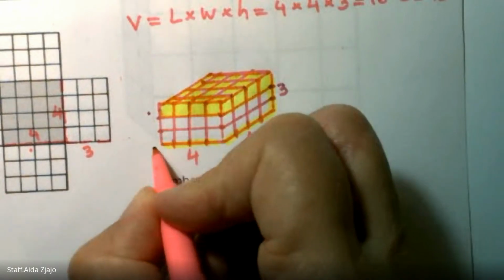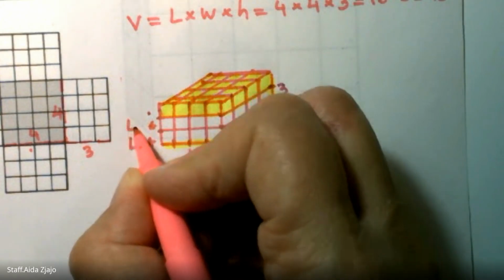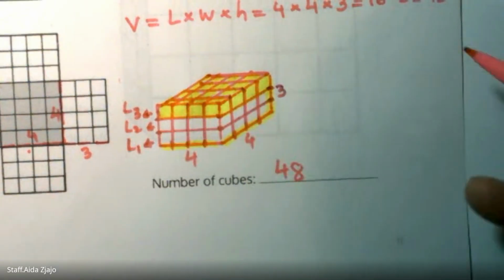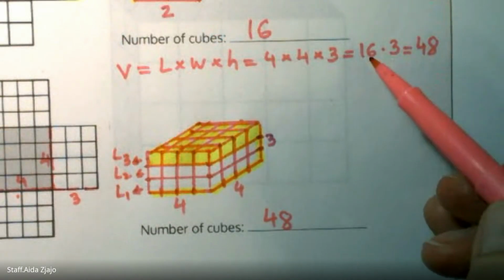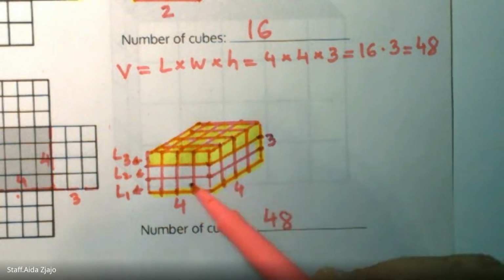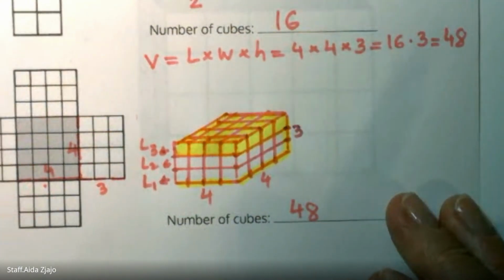So if we look at this, then there are 3 layers. Layer 1, layer 2, and layer 3. Each are, look, 3 layers of 16 cubes. So 16 plus 16 plus 16 makes 48 cubes.